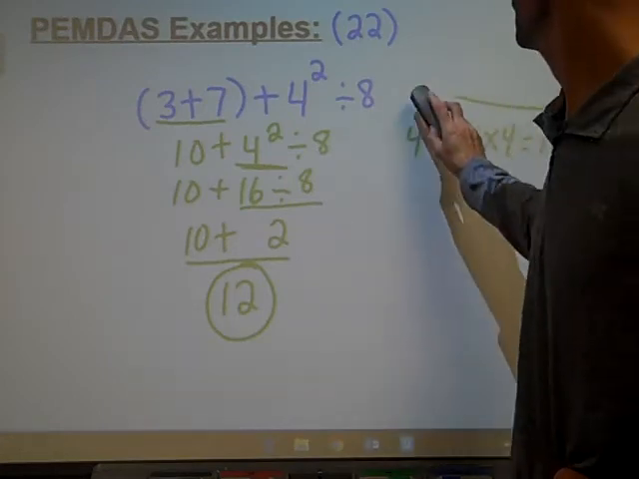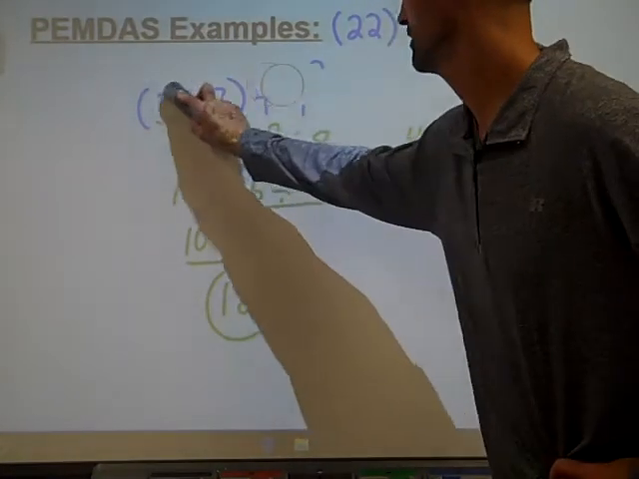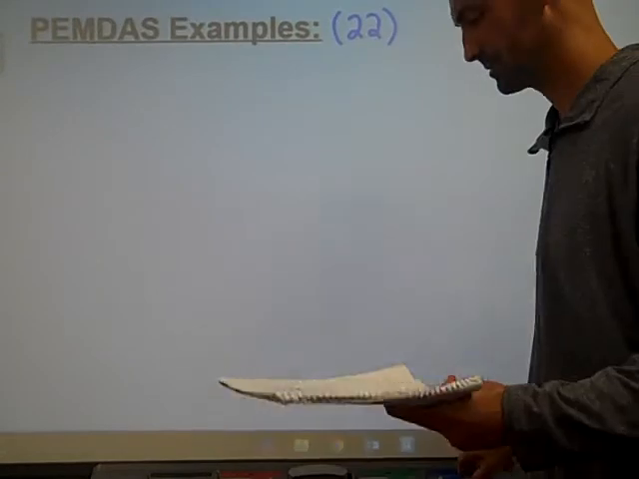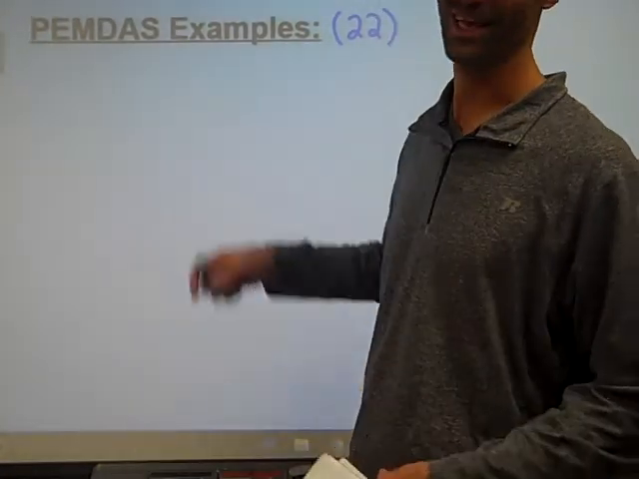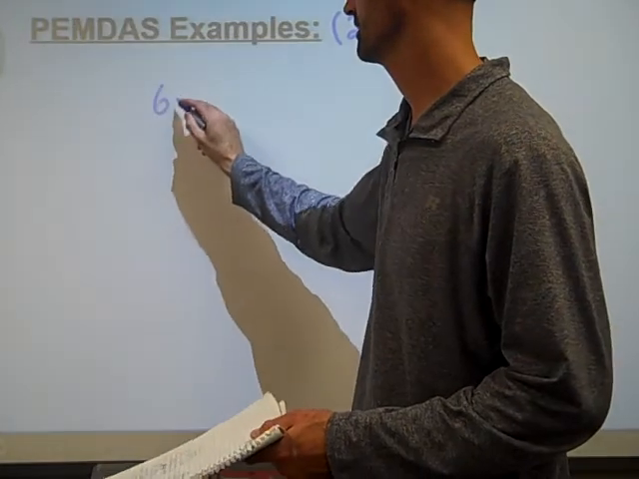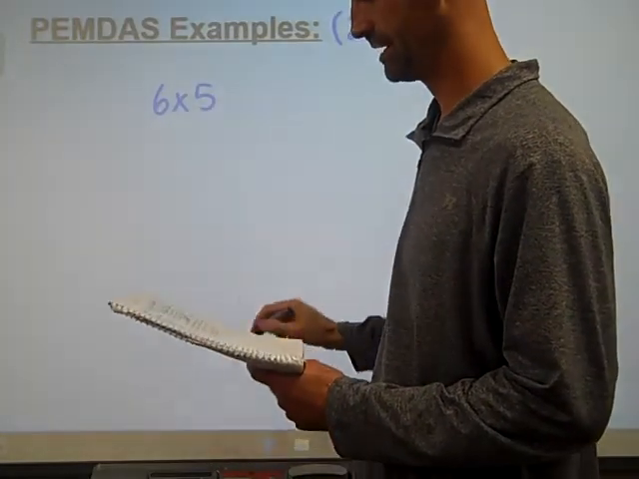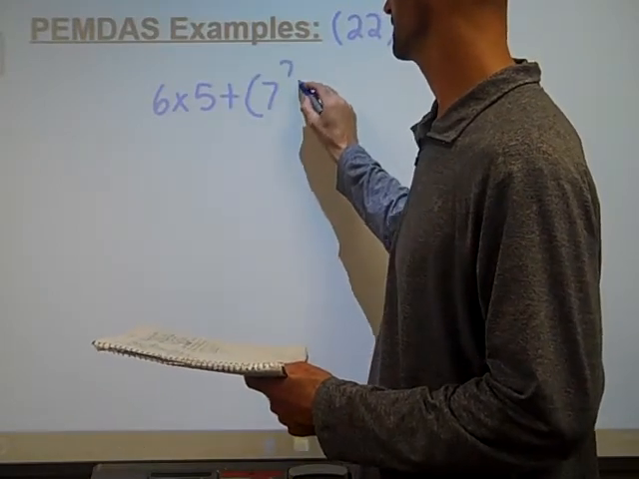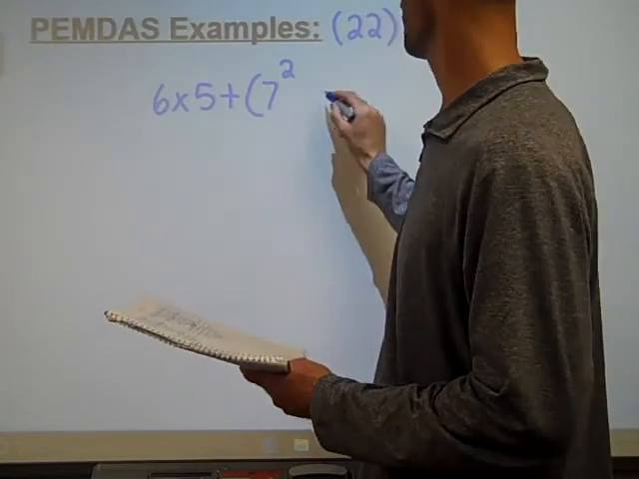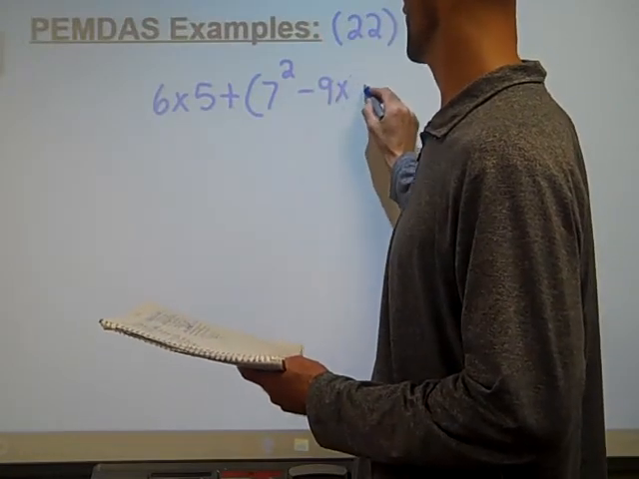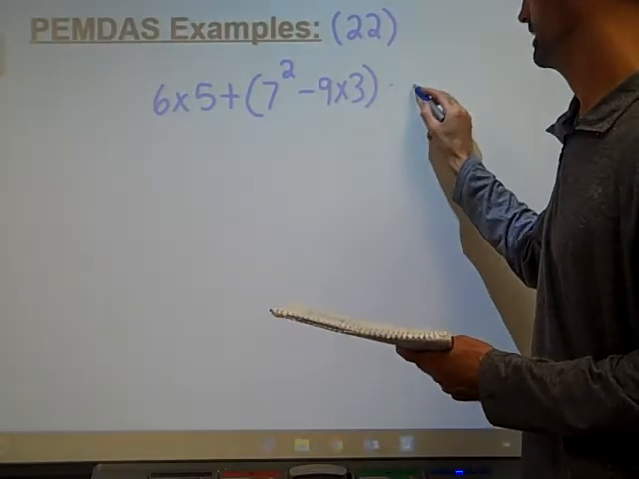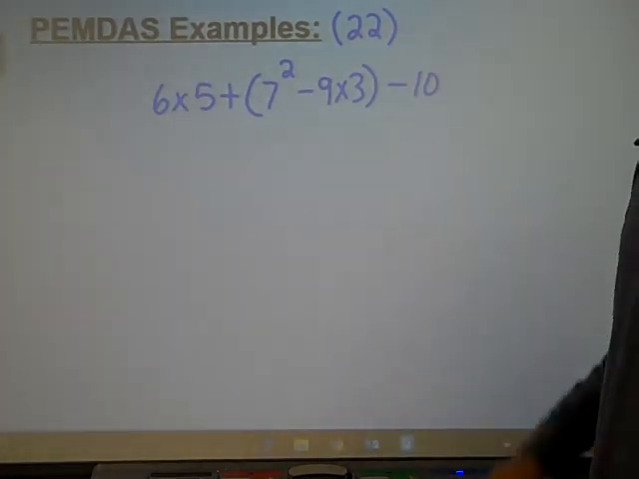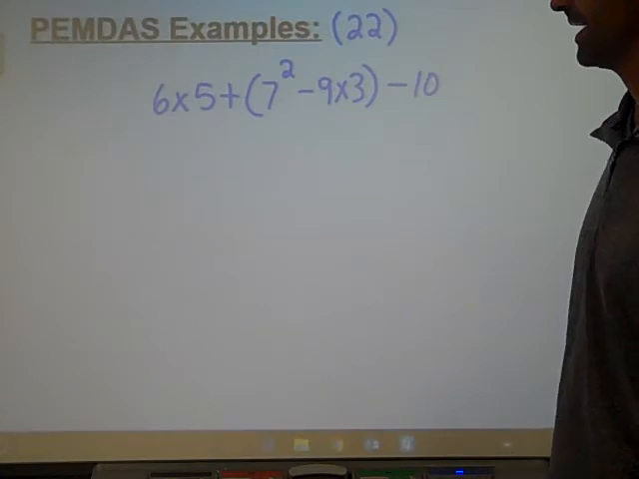And our final problem, final one. I hope you have room on page 22. So skip a line or two, skip 2 lines, and here we go for our last one. 6 times 5 plus parenthesis 7 squared, or 7 to the second, minus 9 times 3, parenthesis, minus 10. Okay, again, pause the video if you need to, making sure you have that written like that.